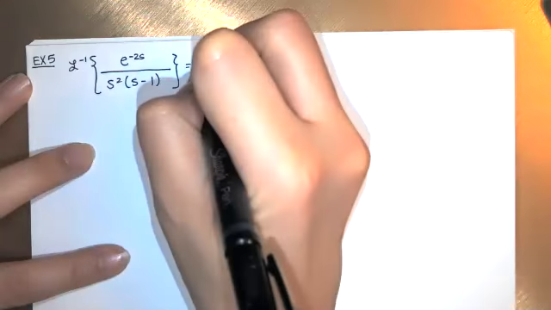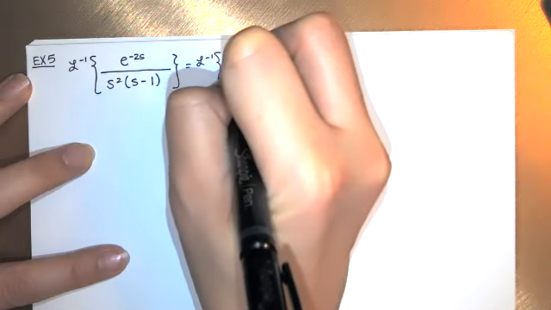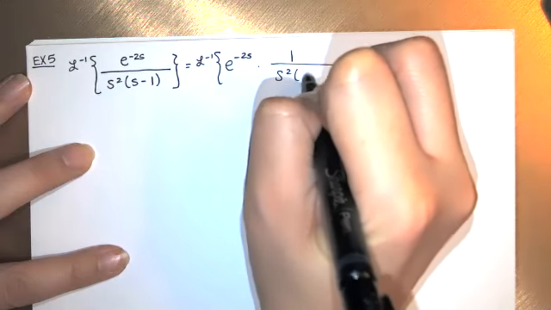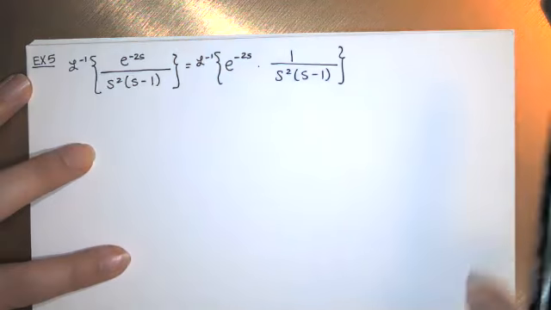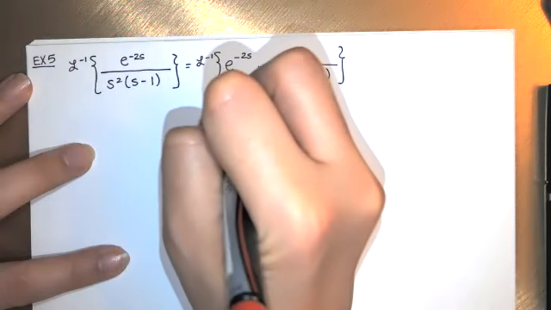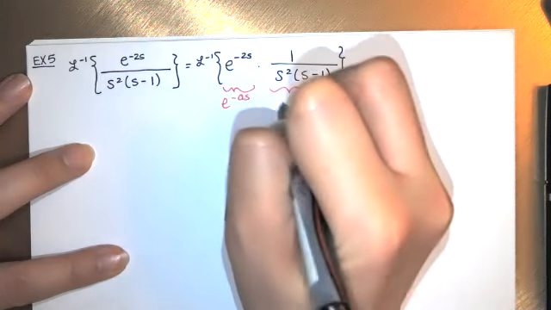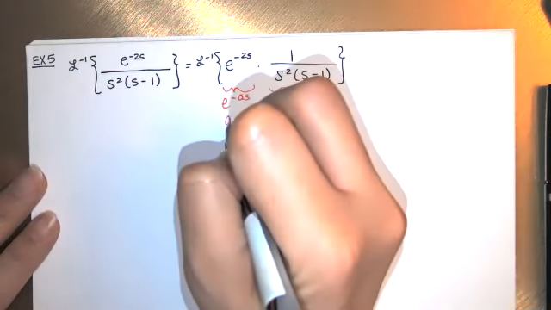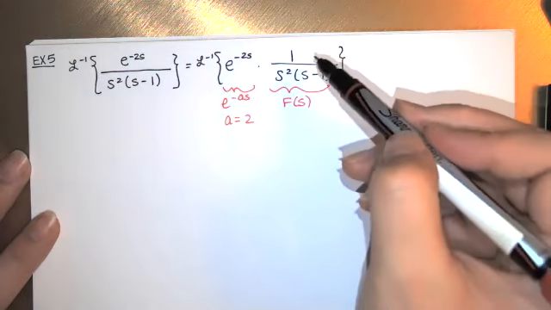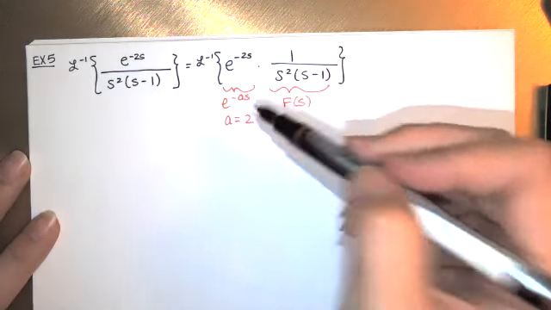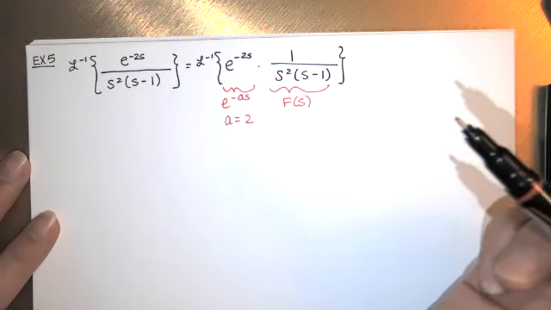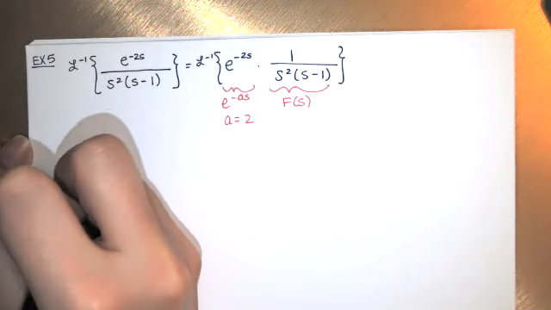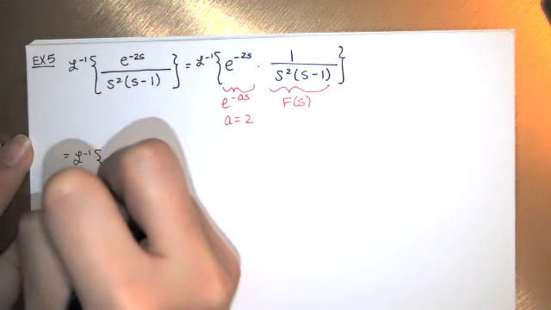It doesn't work for the whole thing, but if you factor out that e to the negative as, you can think of it this way. So this is your e to the negative as, and this is your F of s. So we're just going to use that theorem again. Here, a is equal to 2. And then we're going to need an f of t. We're going to replace the t's with t minus 2's, and then we're going to multiply by the Heaviside function. So that's the plan. I'm just going to write it down.